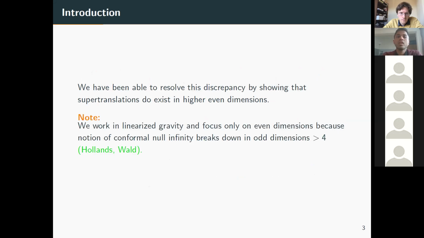Here we only work in linearized gravity and only focus on even dimensions, because the notion of null infinity breaks down in odd dimensions greater than 4. For example, if you try to expand the metric in powers of R, there would be fractional powers. So it's not clear how to define a non-physical metric which has a smooth Weyl tensor and so on.